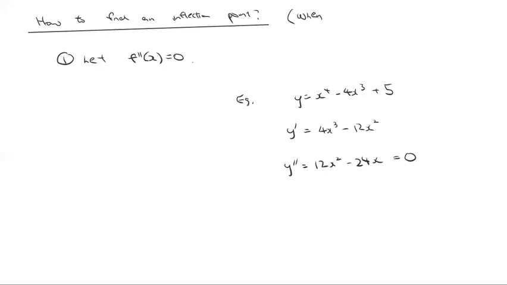That hopefully should not be too difficult. You can factor out 12x, giving you x minus 2 equal to 0, leaving you with x equals 0 and x equals 2 as your possibilities. So now I've got two values of x where the second derivative is equal to 0. My next job, of course, as usual, is to find the points themselves.